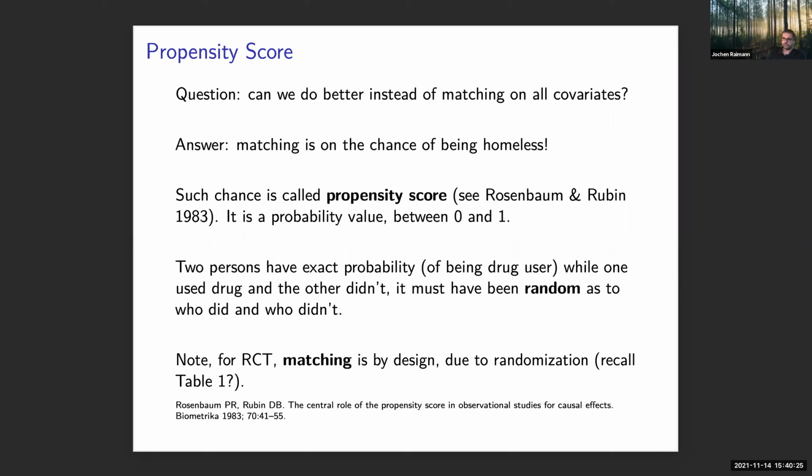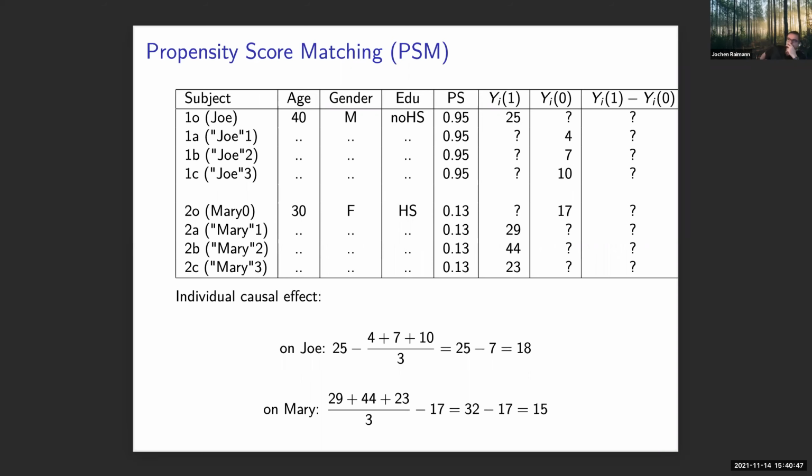Okay. So in principle, if two people have the exact probability, the assumption for propensity score matching is that then the assignment to either exposure group, smoker, non-smoker, alcoholic, non-alcoholic, drug user, non-drug user, is random. So let's accept this as that. And let's move on.